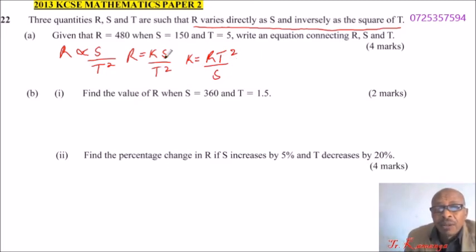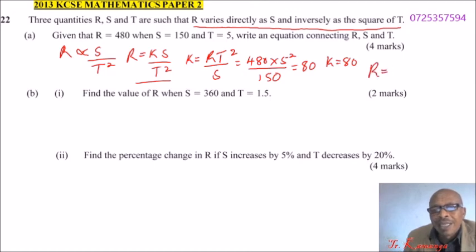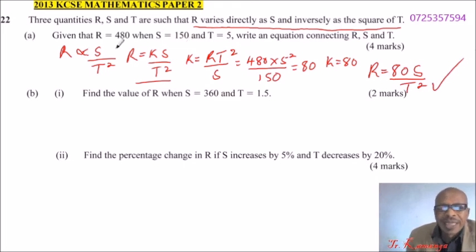Since we have been given the value of R as 480, you multiply by T is 5, so 5 squared, and you divide by S. Our S is 150. If you use your calculator, you'll be able to get 80. So this means K is equals to 80, and therefore now we can write this equation. R is equals to 80 S divided by T squared. So that is the equation connecting R, S, and T. We go to part B.